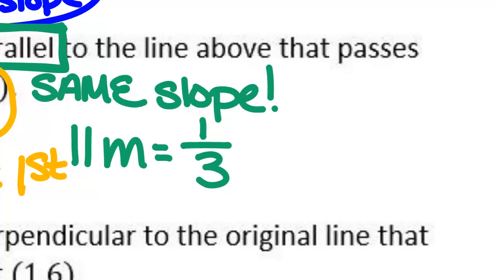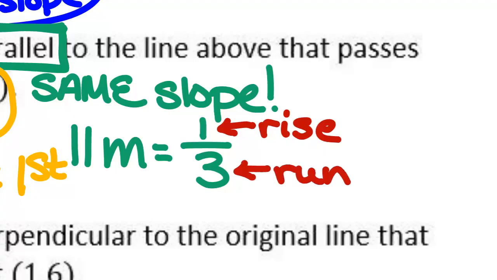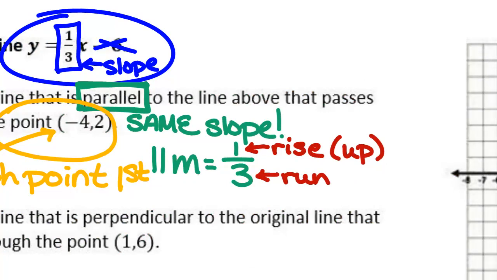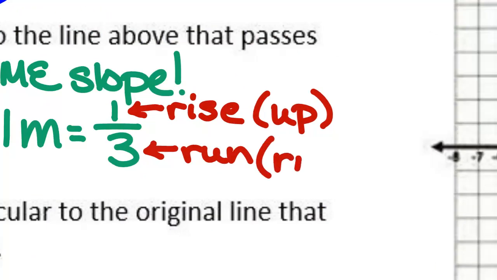After I get my point graphed, that's where I'll come in and use the slope. What is slope? Rise over run. So this top number is my rise. The bottom number is my run. Since the rise is positive, we're going to go which way, up or down? Up. The run is positive. Do I go left or right? Right.